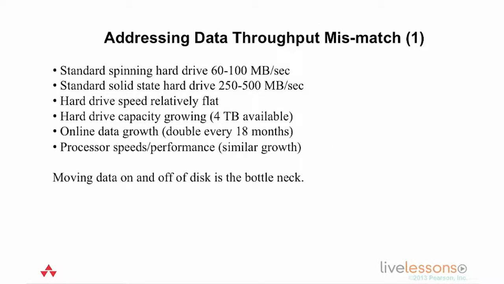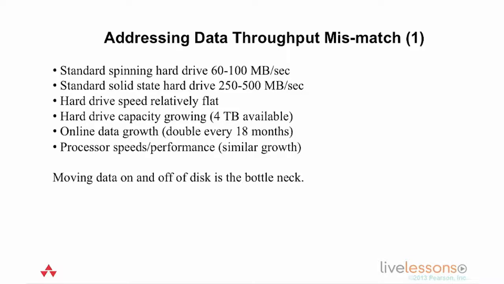One of the issues that is facing modern computing is what I call the data throughput mismatch. And if we just do a very simple-minded analysis here of current technologies, we'll see what I'm talking about. So if you generously consider a good spinning hard drive, traditional hard drive, that can deliver 60 to 100 megabytes per second. Streaming, not random. And the newer solid-state hard drives can deliver 250 to 500 megabytes per second, and that can be streaming and random because of the solid-state technology.